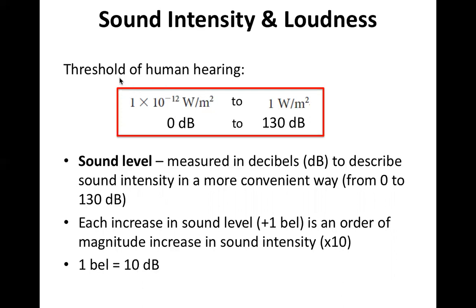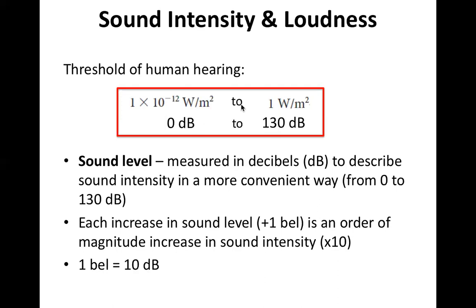Do not get confused between the threshold of human hearing based on loudness and the range of audible frequencies. Remember that 20 hertz to 20,000 hertz is the frequency range that we can hear, and this is the loudness range that we can hear. If a sound is within the right frequency but too quiet, lower than this number, we won't hear it. If we increase the volume, we will hear it as long as it's within this range.